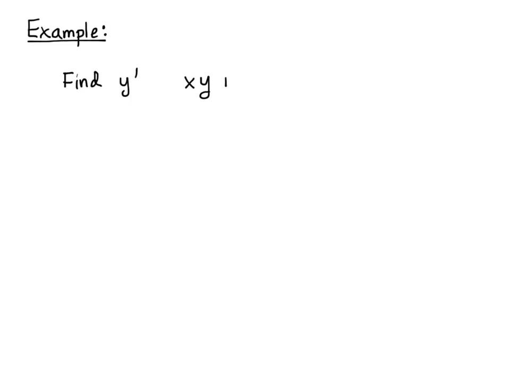I'll give you another example here. I want to find y prime with this expression, xy plus y squared equals x squared. So I'll go over the steps again. The first thing that we want to do is make sure that it's some type of polynomial expression, not a rational expression, and that already fills the bill, so we don't need to do anything there. But now I want to take my derivatives.